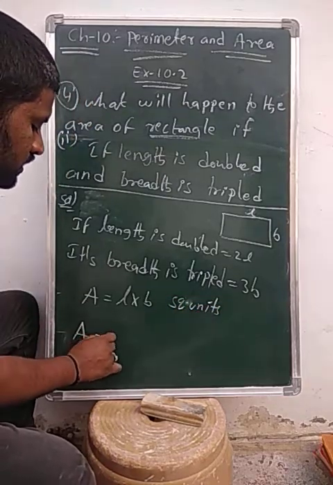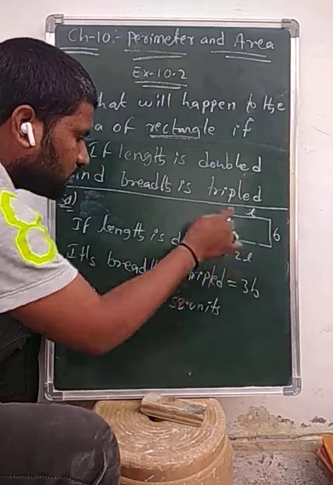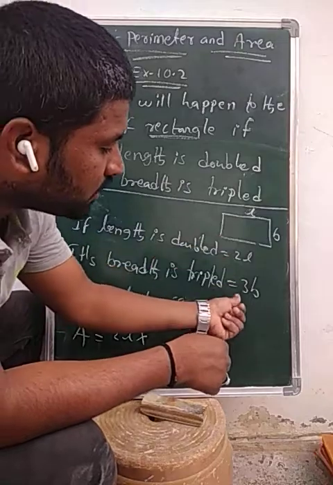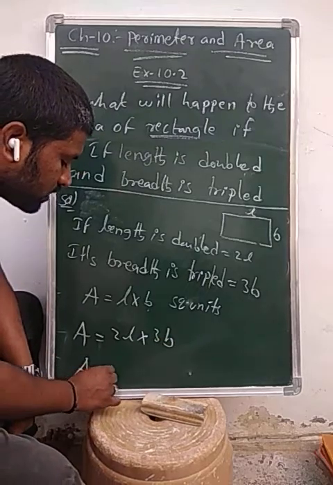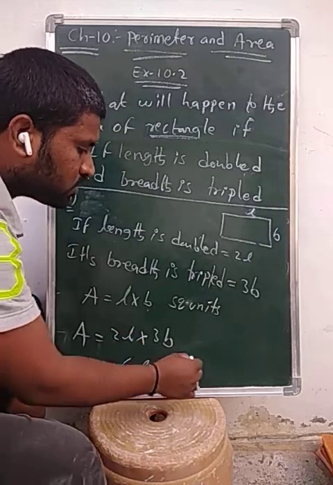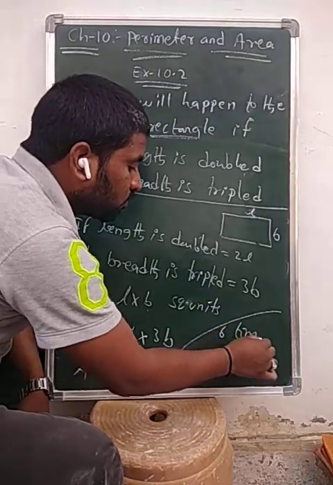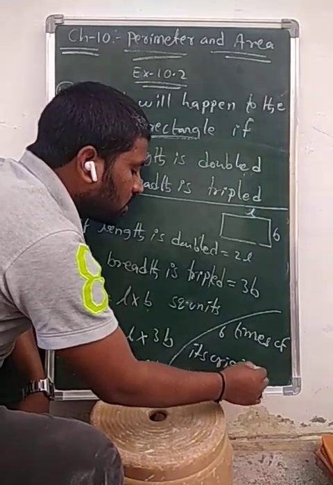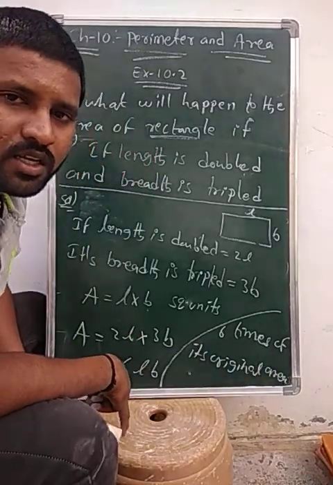Okay, then area of a rectangle is equal to length, which is doubled, that becomes 2L, into breadth, which becomes tripled, that is nothing but 3B. Now clearly area is equal to 2 3s are 6, L into B, LB. So we can write its area is equal to 6 times of its original area. Okay na, 6 times of its original area.